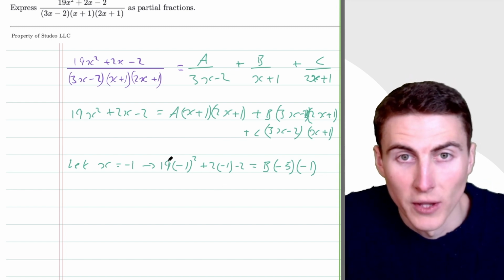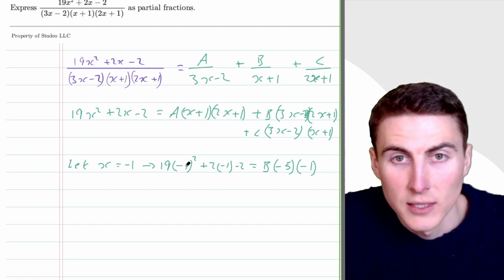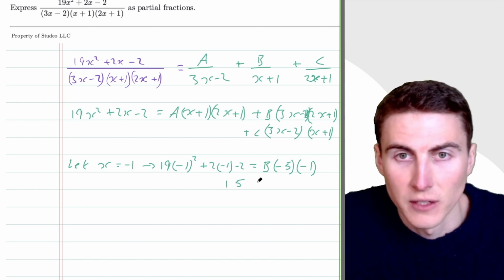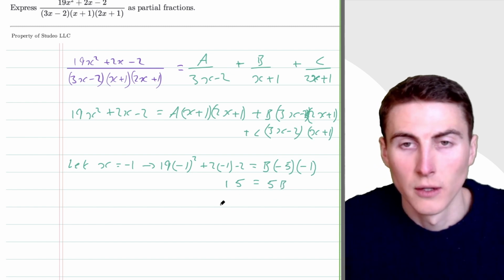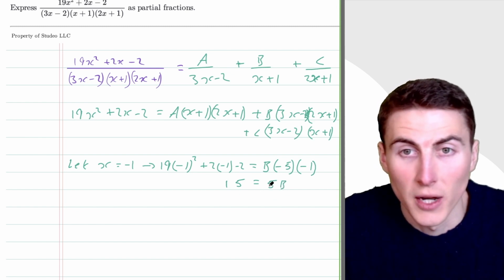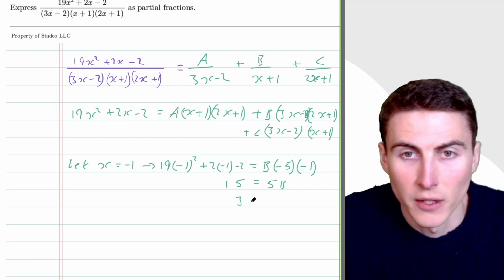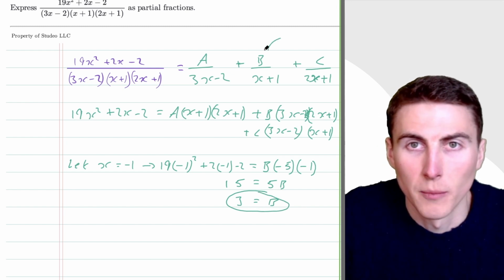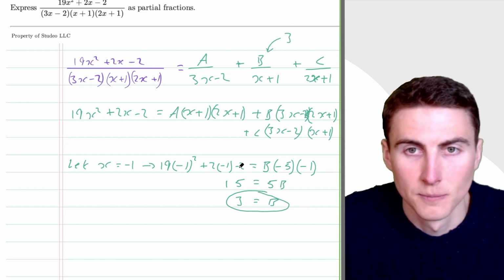And so if I simplify all that, this would be 19, take away 2, take away 2. So that gives us 15, which is going to be equal to 5b. And then we can divide both sides here by 5 to find that 3 equals b. So there is our first one. Here we know that b here is 3.